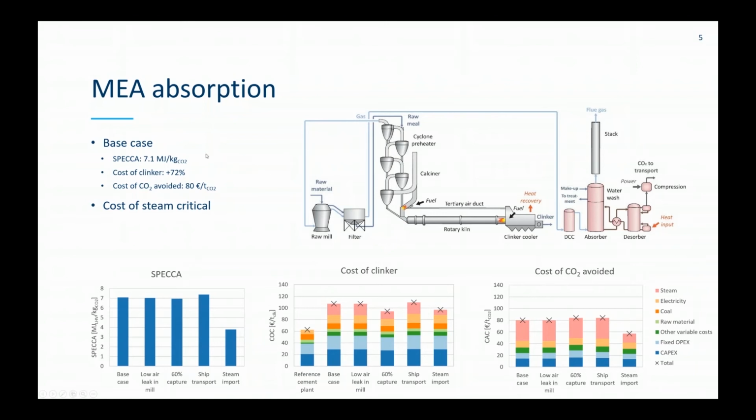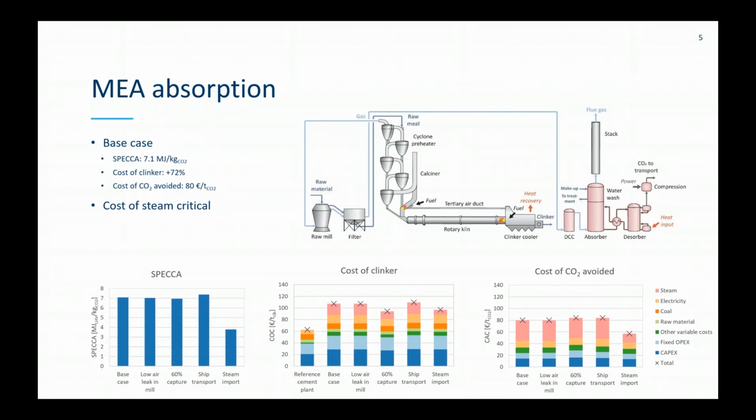And here to the left, we have the indicators from the base case, where we calculated a SPECA of 7.1 megajoule per kilogram CO2. And we will see later on, when we look at the other technologies, that this is a quite high value compared to the others. Here we saw that the cost of clinker increased by 72% compared to the reference cement kiln without CO2 capture, and the cost of CO2 avoided was calculated to 80 euros per ton CO2.